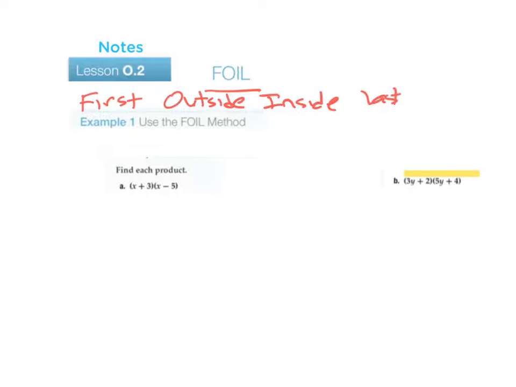So here's my first term. I'm going to multiply my first times my first. So x times x is x squared. Then I'm going to multiply the outside. The outside is x and negative 5, so I'm going to get a negative 5x. Then I'm going to do the inside, which is a positive 3 times an x, which gives me a positive 3x. And then my last one is 3 times negative 5, which is a negative 15.